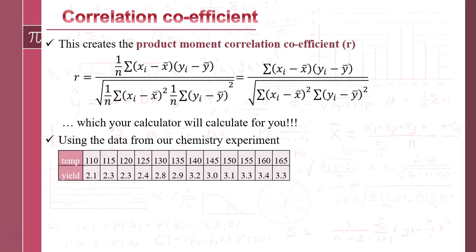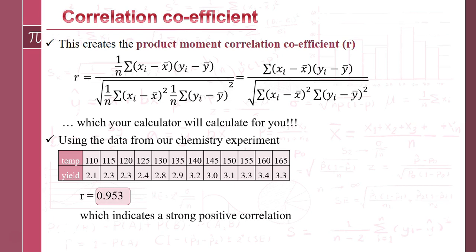So here we go. Coming back to our chemistry experiment, what we're going to do is grab your calculators, put those values into your calculator as you would normally, and hopefully by now you should be familiar with getting all those different values from your data sets. And so what happens is you end up with a value of R, which in this particular case is 0.953, which indicates a very strong positive correlation.